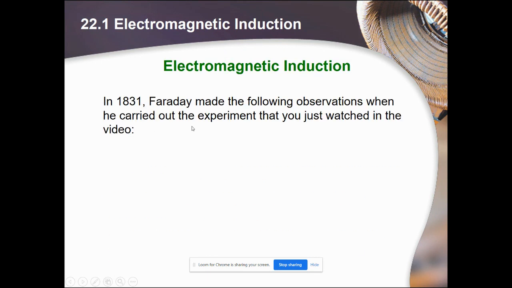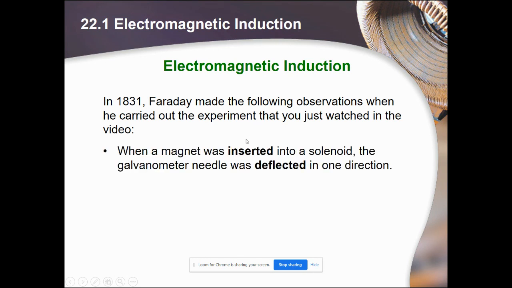Okay, in 1831, Faraday made the following observation when he carried out the experiment, which you have just watched in the video previously. He realized that when a magnet was inserted into a solenoid, the galvanometer will deflect in one direction. The galvanometer is a sensitive ammeter where the zero is in the center. So whenever there is a current, the needle will deflect either to the left or right.